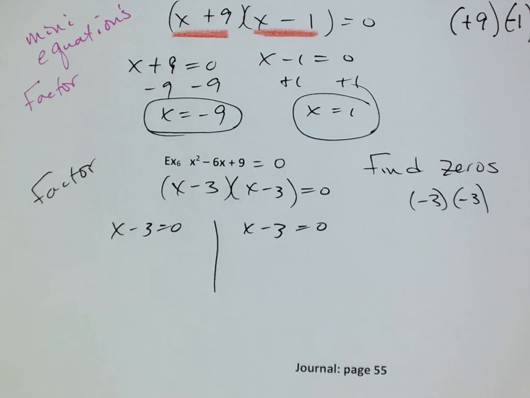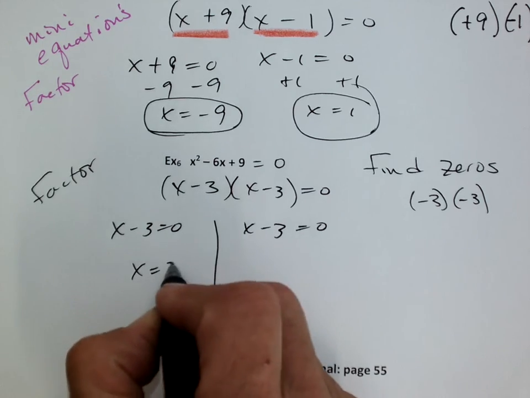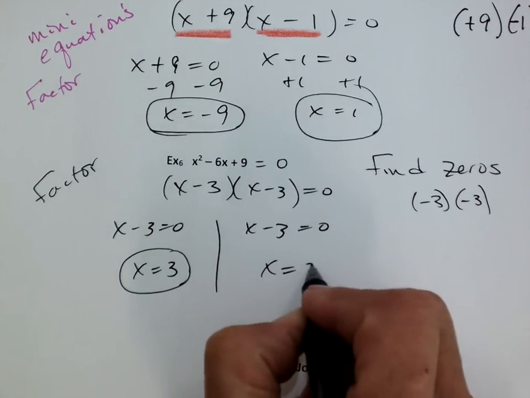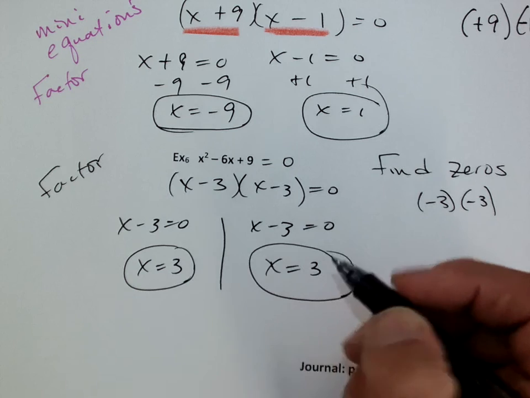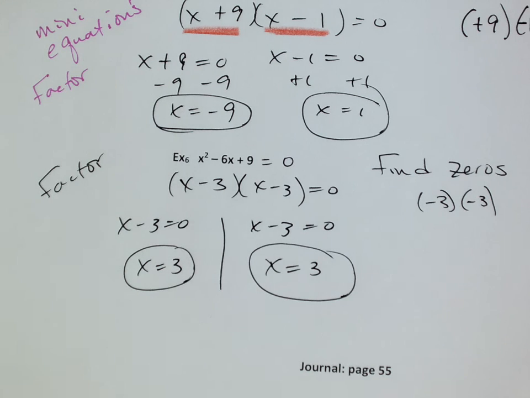Now this is kind of a weird thing because I told you always two answers. And it does actually mathematically give you two answers, but they're the same two answers. Okay, so you do get two answers. It's the same number twice, but it still is two answers.